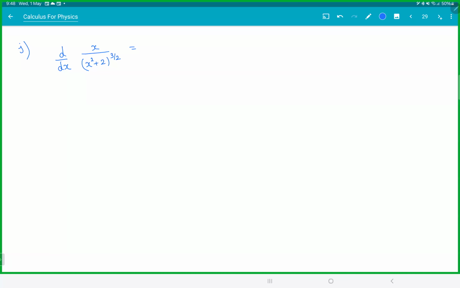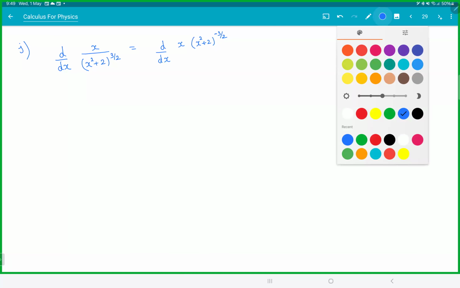Let's see. First, let's write this term properly. D by dx of x into (x square plus 2) to the power minus 3 by 2. You can write like this. So generally, you know what? I don't like the division rule. I like to do everything in terms of product rule. So you can do like this.